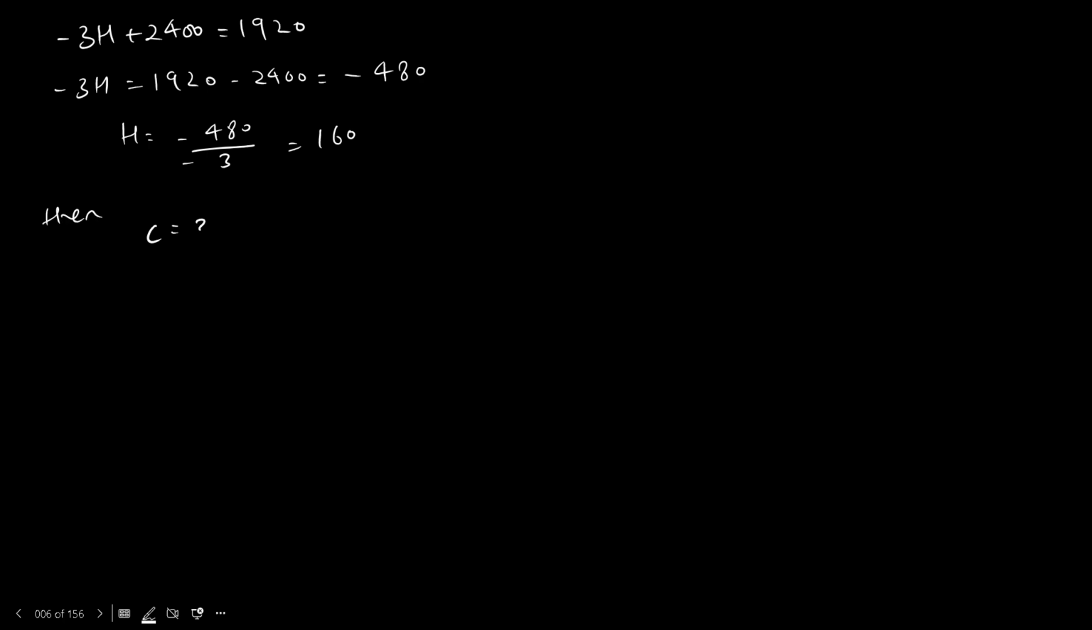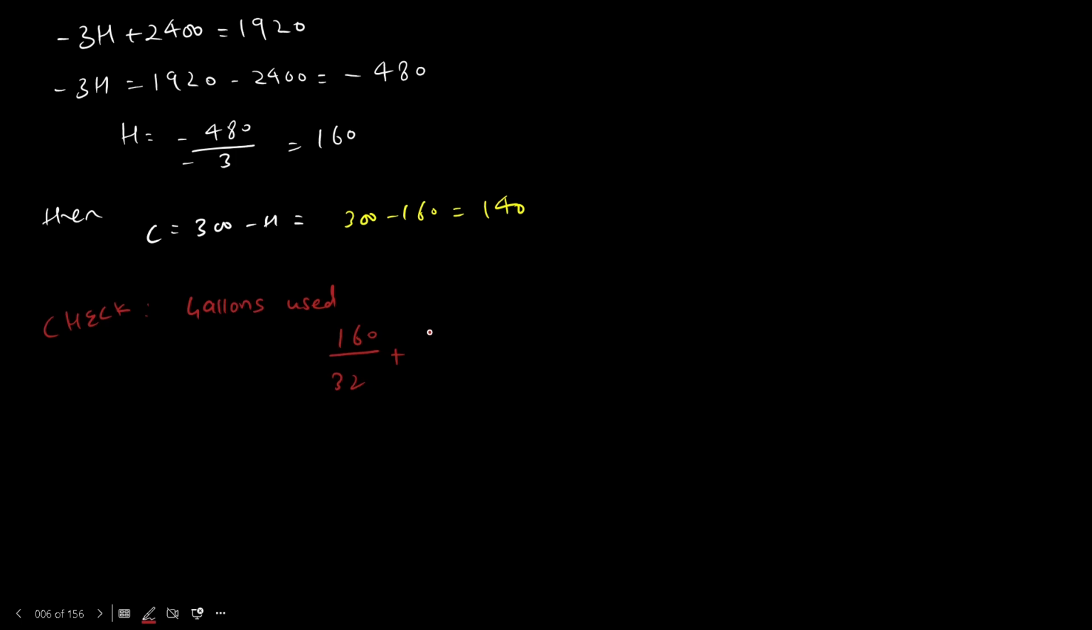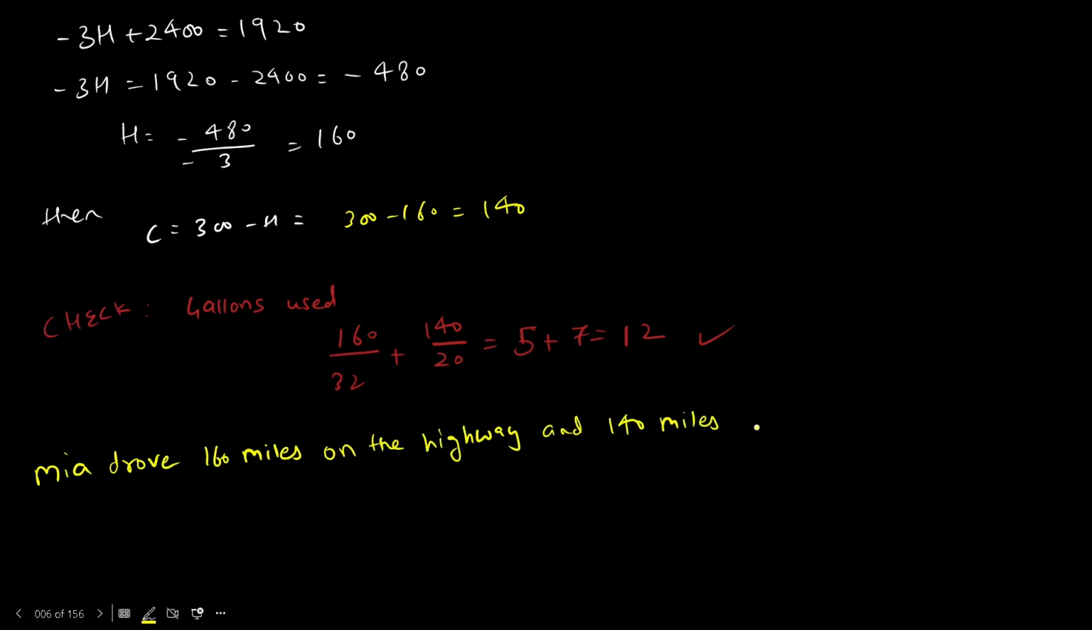Then C equals 300 minus H, or 300 minus 160, which equals 140, and that's your city miles. Check your work: 160 divided by 32 plus 140 divided by 20 equals 5 plus 7, which is 12 gallons. So Mia drove 160 miles on the highway and 140 miles in the city.